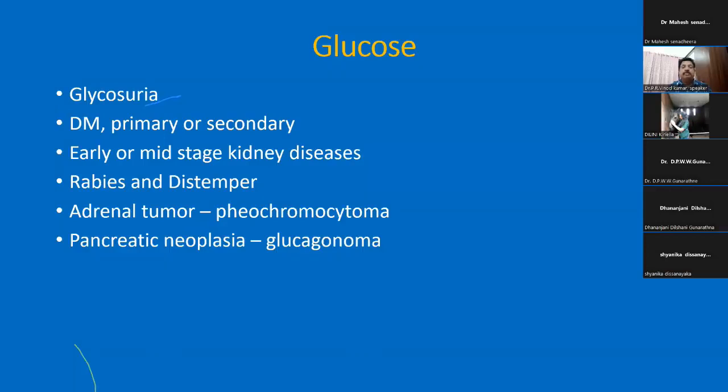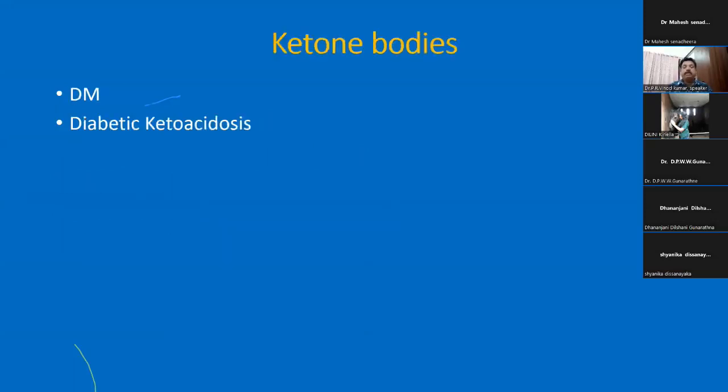Then adrenal tumor. In pheochromocytoma, an adrenal tumor, we can say there is glycosuria, and some pancreatic neoplasia, plus the glucagonoma. Glucagon has a negative inhibition over insulin, so glucose will not be metabolized, producing glycosuria. Ketone bodies are found only in diabetes mellitus, and the advanced case of diabetes mellitus is diabetic ketoacidosis.